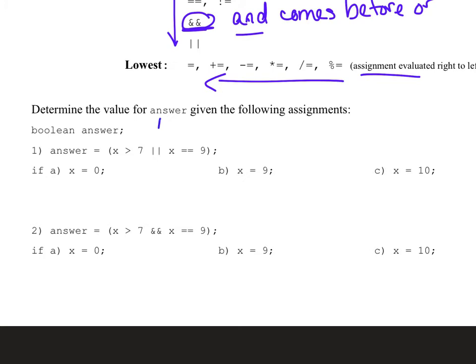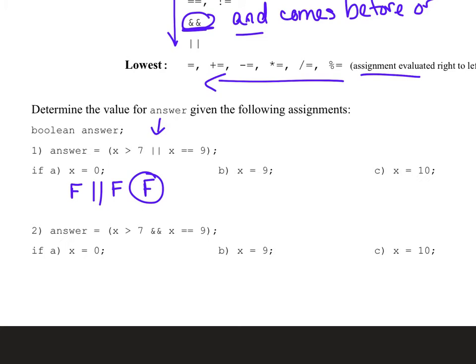So this is an or. That means if the first one is true, the whole thing is true. So x is 0. No, that would be false. So or and, oh, sorry. What's wrong with me? 0 and 0. So these are both false. So the whole thing is false.